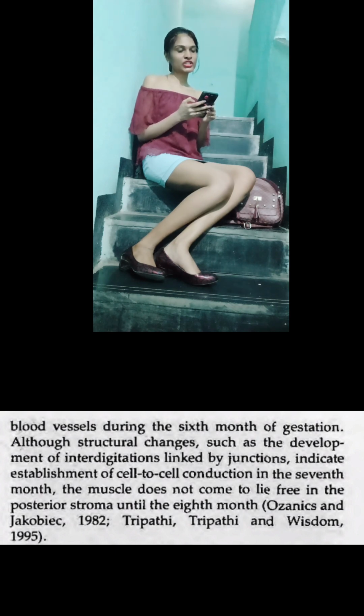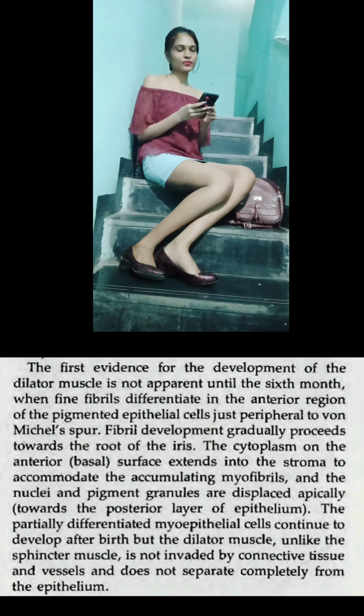Although structural changes such as development of interdigitations linked by junctions indicate establishment of cell-to-cell conduction in the 7th month, the muscle does not come to lie free in the posterior stroma until the 8th month. The first evidence for the development of the dilator muscle is not apparent until the 6th month, when fine fibrils differentiate in the anterior region of the pigmented epithelial cells just peripheral to the spur of Michel.